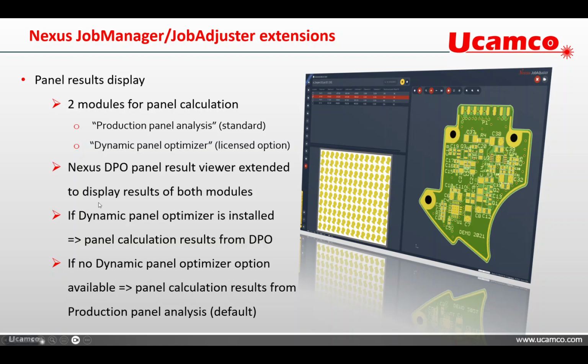Again, as we said, the decision what to display is based on the presence or the absence of the DPO license. By the way, the image that you see here is the image that you would get in combination with the production panel analysis, so with the standard options. The standard option has a number of production panels here, and then each of the resulting fills for any of these predefined panels.